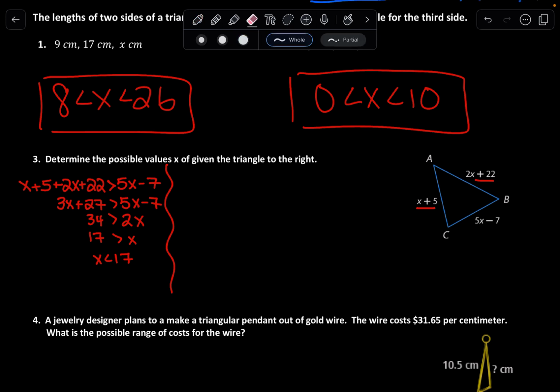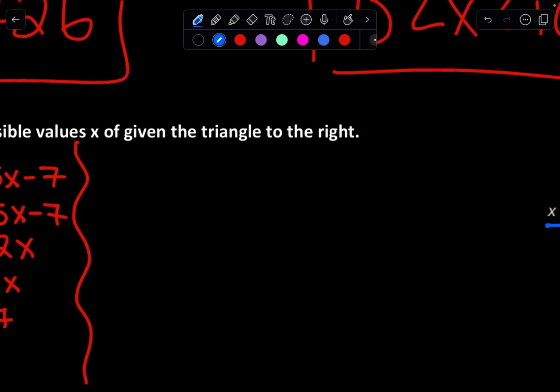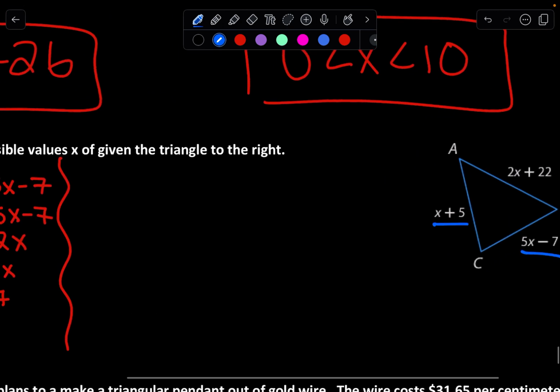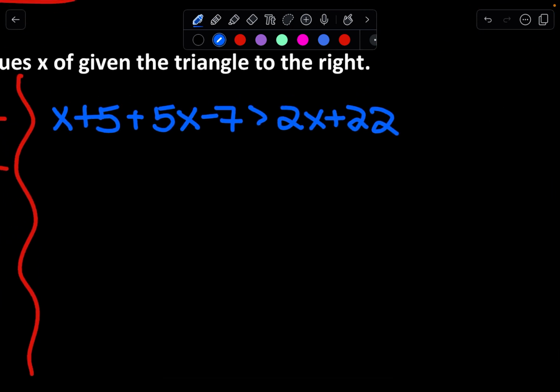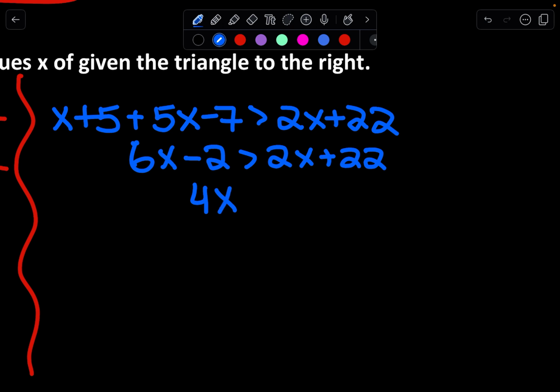Well, now I have to check my other two inequalities to see what my range of values would be. So if I add x plus 5 and 5x minus 7, it has to be greater than 2x plus 22. Same thing, I could solve this. So 6x minus 2 has to be greater than 2x plus 22, which means that 4x has to be greater than 24. So x has to be bigger than 6.